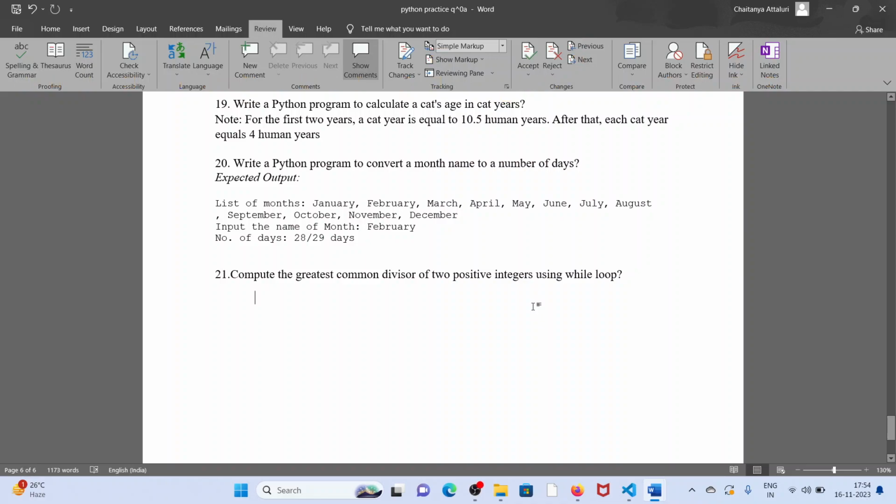21st and last one. Compute the greatest common divisor of two positive integers using a while loop. Okay. Using a while loop, compute the greatest common divisor of two positive integers. What is the greatest common divisor?